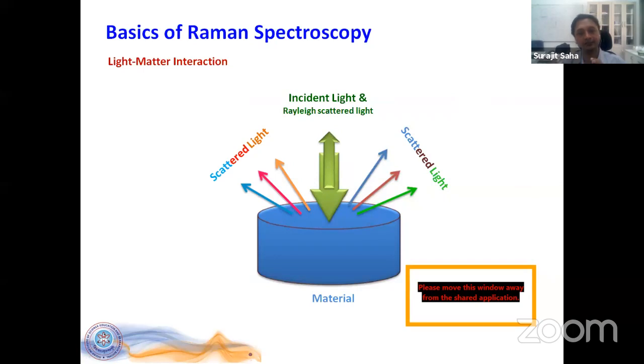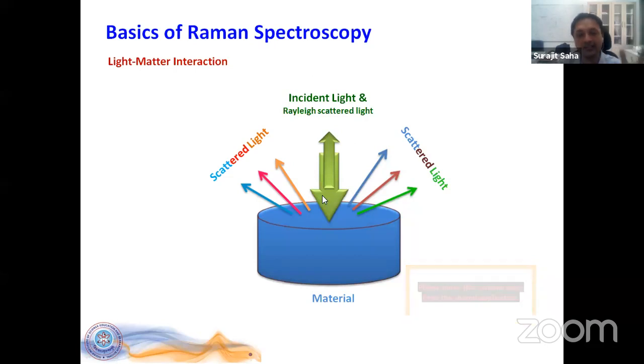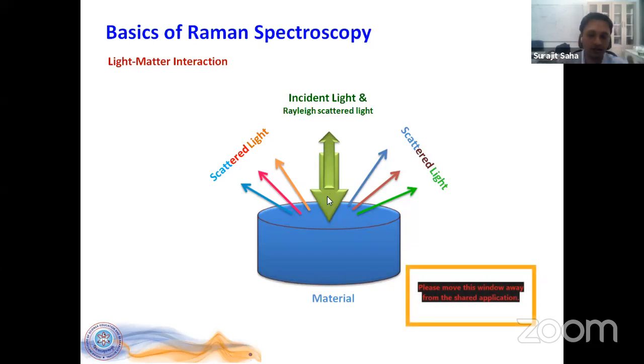Now, when we say Raman spectroscopy, we come to the point where there is light-matter interaction. Here is what one can see: the green-colored arrow, the thicker arrow, is the incident light. Let me use the term green-colored, monochromatic light, which is shining on the sample. A major portion of the green light will come back, scattered from the sample, which is nothing but the Rayleigh scattered light.